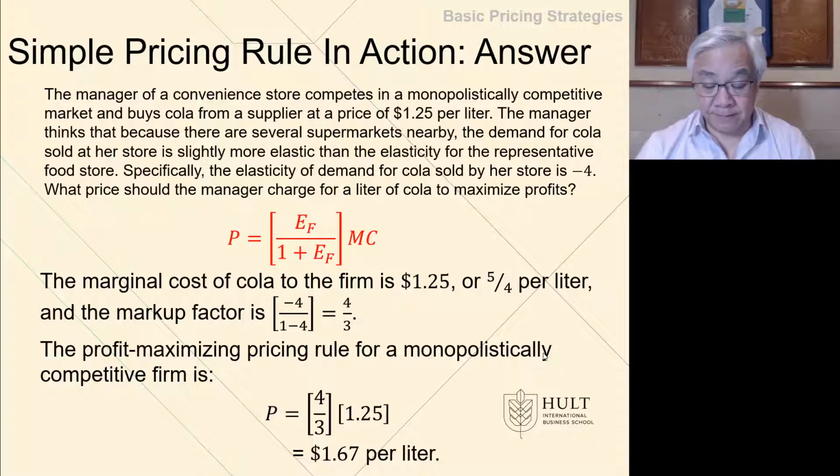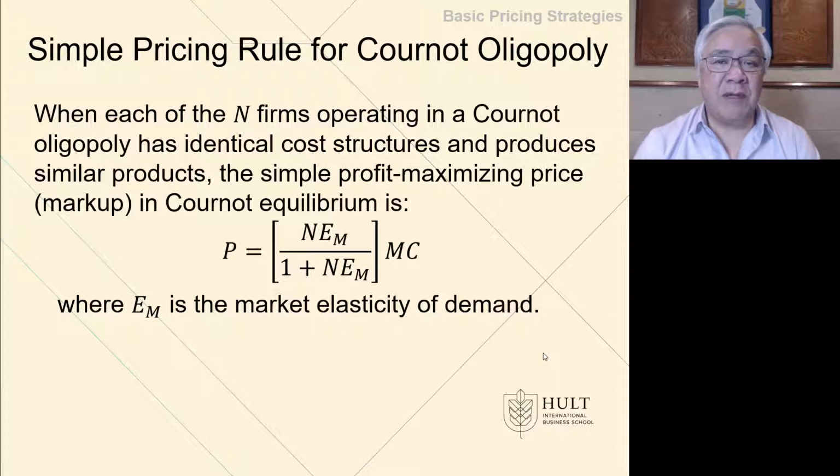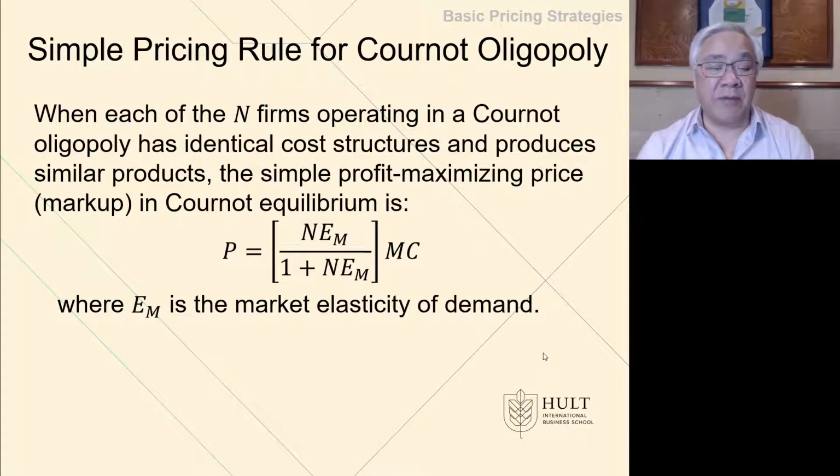So let's look at what the pricing rule would be for a Cournot oligopoly. Let's assume that the industry has N firms and that they all have identical cost structures and have similar products. The simple profit maximizing formula for the Cournot equilibrium is price equals N times E_M divided by 1 plus N times E_M, times MC, where E_M is the market elasticity of demand.